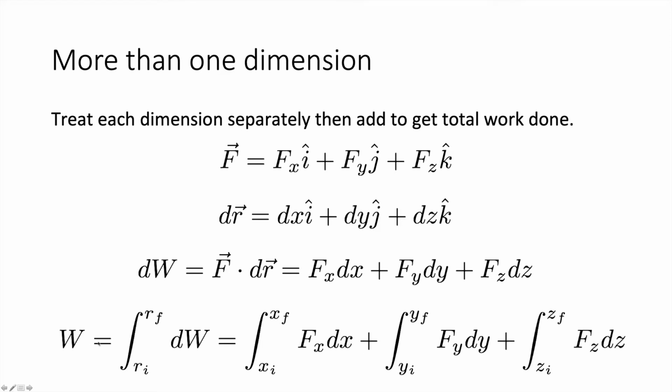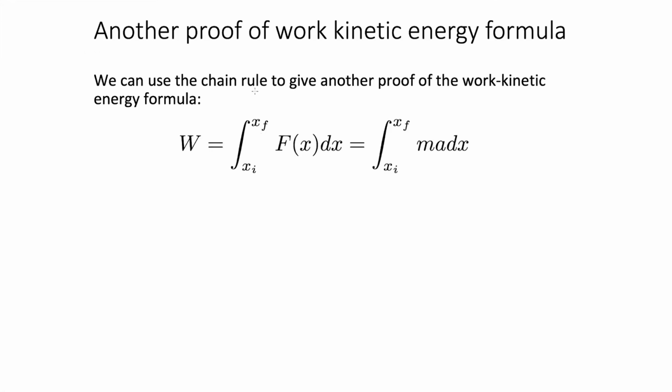So we get that the total work is equal to the integral of Fx dx from x initial to x final, plus the integral of Fy dy from y initial to y final, plus the integral of Fz dz from z initial to z final. So we can do another more formal proof of the work kinetic energy formula now that we have a variable force related to our work. In order to do this, we're going to need to use the chain rule.